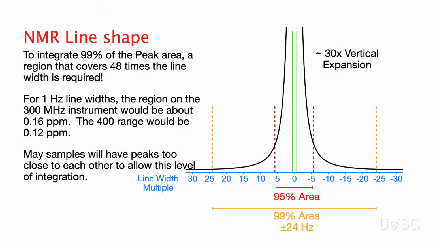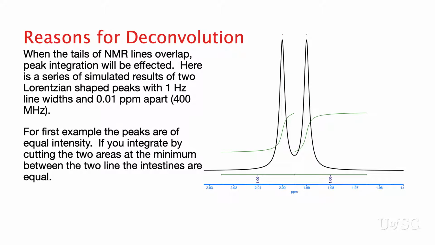Let's look at a series of simulated examples that show how integration of two closely spaced peaks can be problematic. These examples show actual output of the deconvolution routine of Mestrelab's MNova NMR processing software. Similar results can be produced in Topspin, and we will look at a couple of examples on real data later in this video. In the simulation we have two Lorentzian-shaped peaks with 1 Hz line width separated by 0.01 ppm.